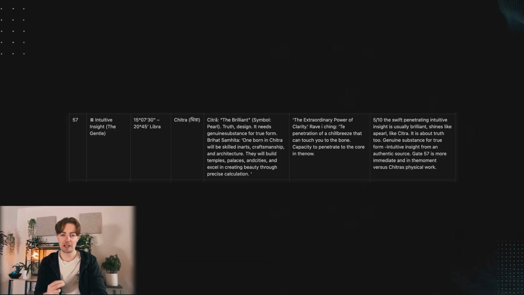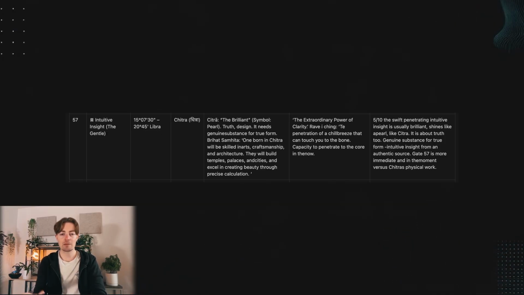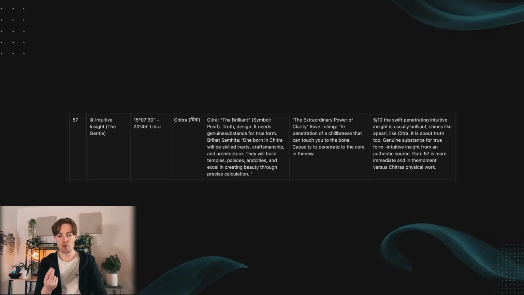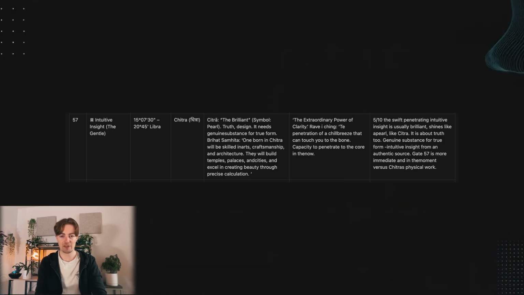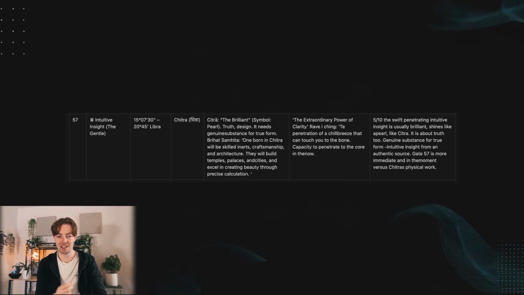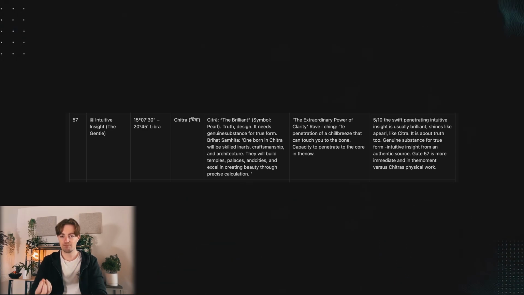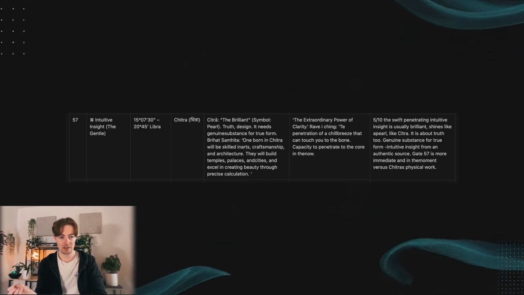We're in the Chitra Nakshatra here. Again, Chitra, the brilliance, the pearl, truth, the shining pearl of truth. From the Brihat Samhita, one born in Chitra will be skilled in arts, craftsmanship, and architecture. They will build temples, palaces, and cities and excel in creating beauty through precise calculation. So it's like producing things of great beauty for us through intense calculations.